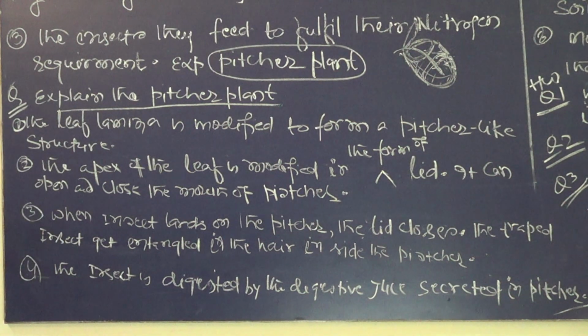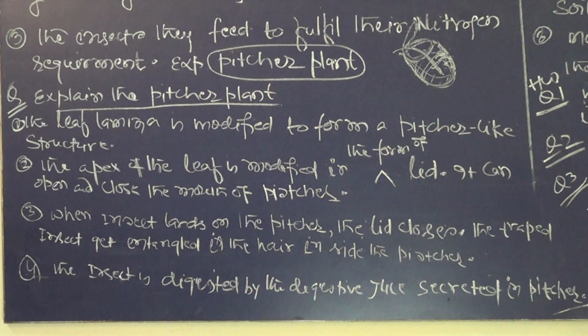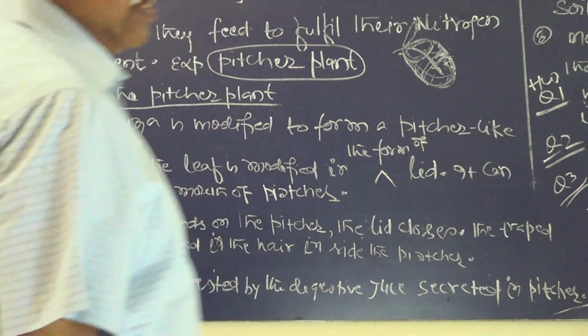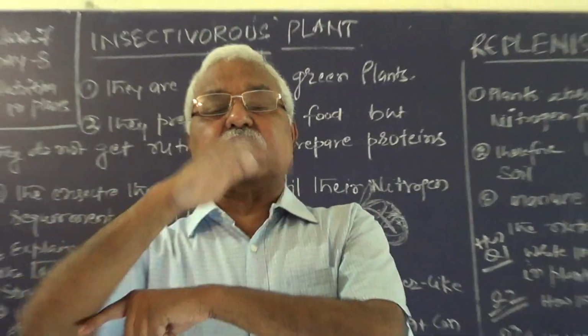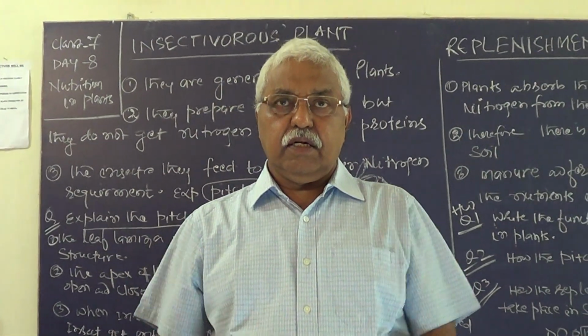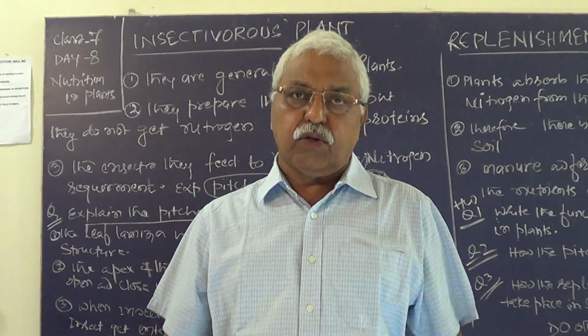It can open and close the mouth of the pitcher. What is the function of the lid? It will open and close the mouth of the pitcher. When an insect lands on the pitcher, the lid closes. देखो मटके के ऊपर ढक्कन है, it is a lid. When the insect enters, the lid closes it. The role of the lid is to open and close.